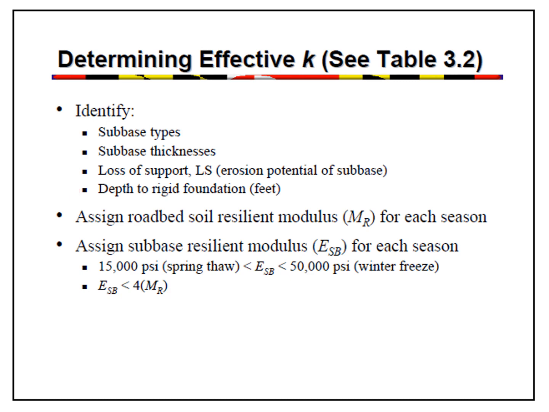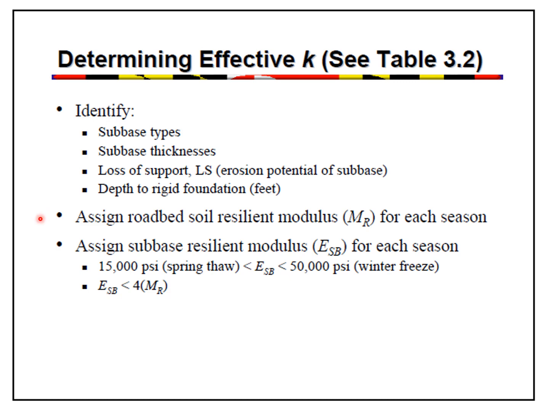Depth to rigid foundation means, from the top of the subgrade, if you are having a rigid material, a rock or some rigid strata at a certain depth, then the vertical distance from the top of the subgrade to that rigid foundation or rigid formation is called the depth to rigid foundation. That is measured in feet.